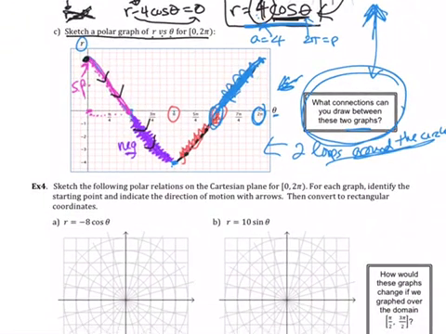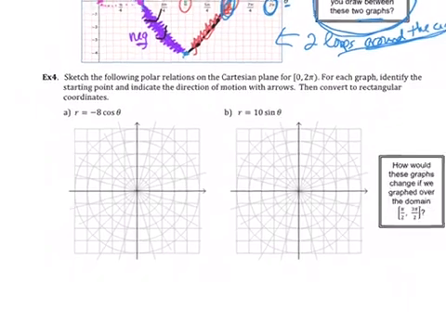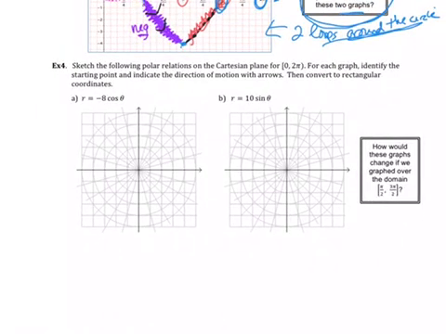Okay, so let's see down here. Another one. It says sketch the following polar relations on the Cartesian plane for 0 to 2 pi. So this has been added. Sorry, when I made your photocopies, this wasn't on there. It says for each graph, identify the starting point and indicate the direction of motion with arrows. This is really important because this is going to be on your quiz. We're going to ask you to indicate the starting point and the direction, so you need to add this into your notes sheet. Okay, sorry about that.